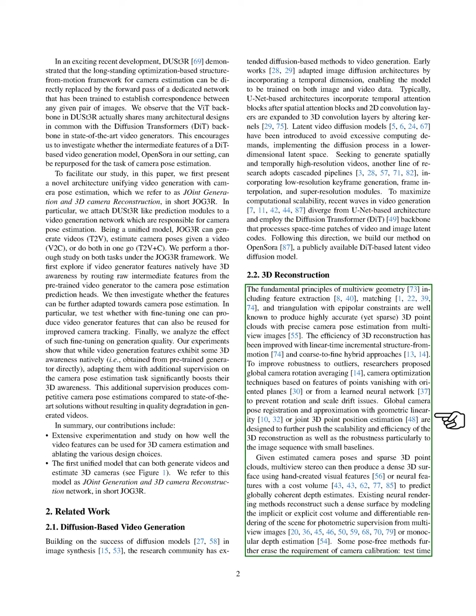Once we have estimated camera poses and sparse 3D point clouds, we can use multi-view stereo to generate a dense 3D surface. This can be achieved using either handcrafted visual features or neural features, along with a cost volume to predict depth estimates that are globally consistent. Existing neural rendering methods help us reconstruct dense surfaces by modeling cost volumes and using differentiable rendering for photometric supervision from multi-view images or monocular depth estimation.